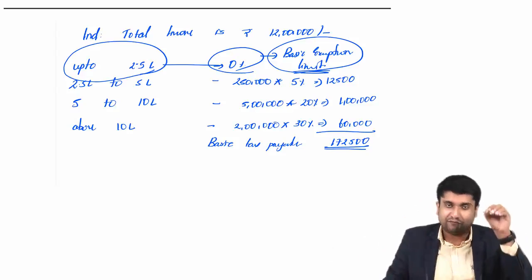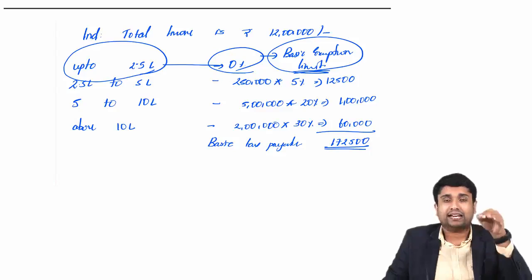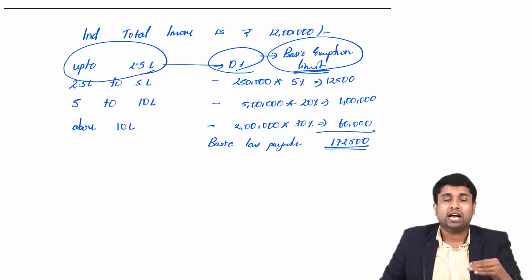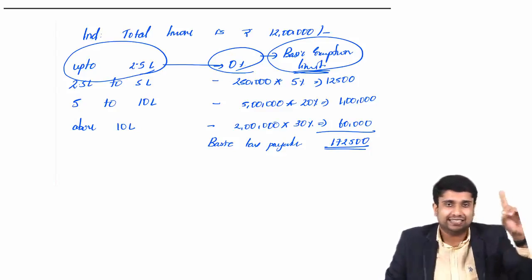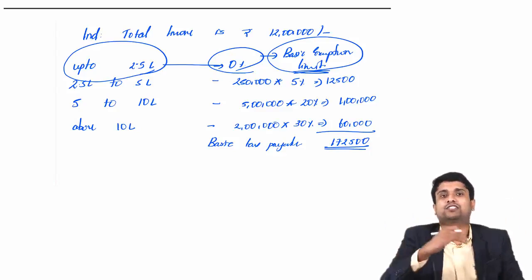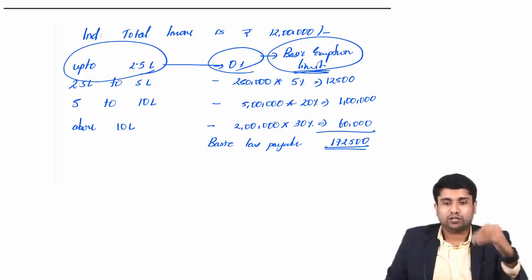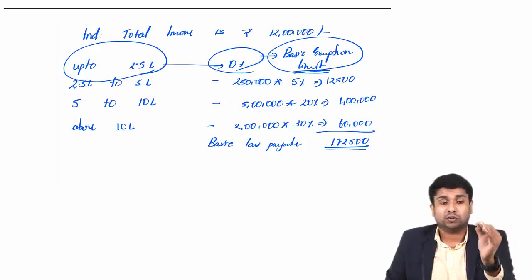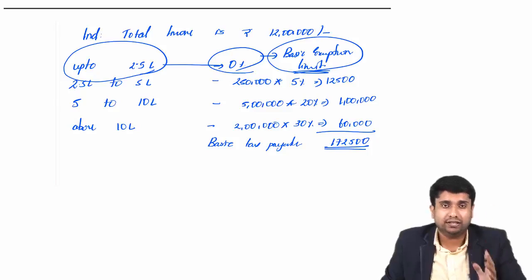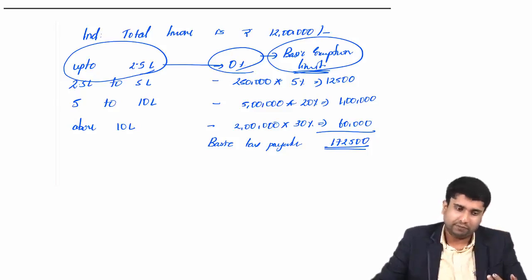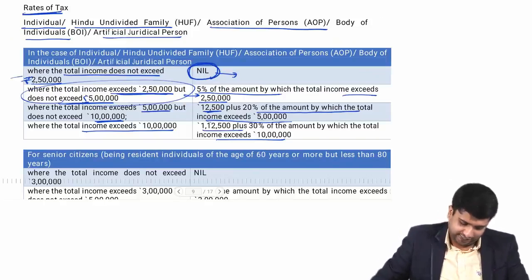Basic exemption limit means every individual or HUF or AOP or BOI or AJP can enjoy an exemption up to their income of rupees 2,50,000. They don't need to pay any taxes. Their rate will be 0%. And that is called as what? Basic exemption limit, applicable for individual, HUF, AOP, BOI or artificial juridical person. Is it clear, guys? So up to 2,50,000 is the basic exemption limit for every person. So that's what the first table is all about, the basic rate of taxes.